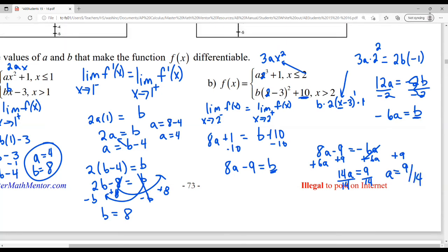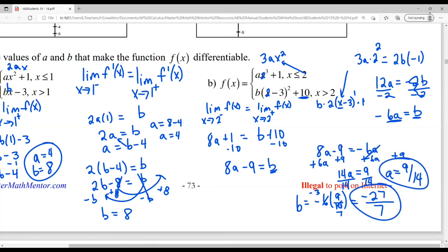We can now plug that back in. Might be easier to plug it into that equation. So b would be equal to negative 6 times 9 over 14. And that would be negative 54 over 14. We can divide by 2. We get negative 27 over 7. So b is negative 27 over 7. And a is 9 over 14.